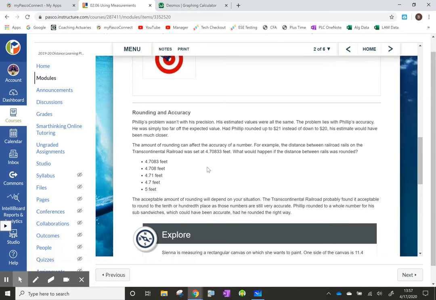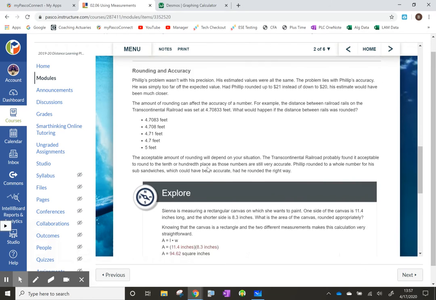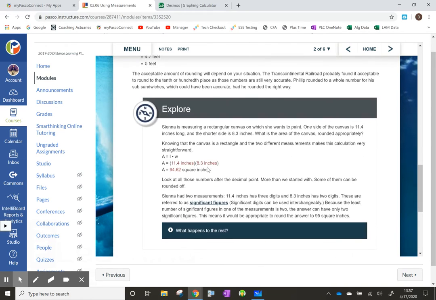And so that's what significant numbers brings us to. That's what we're going to start talking about: significant numbers, significant figures, significant digits, whatever you want to call it. So here in this example, Sienna is measuring a rectangular canvas on which she wants to paint.